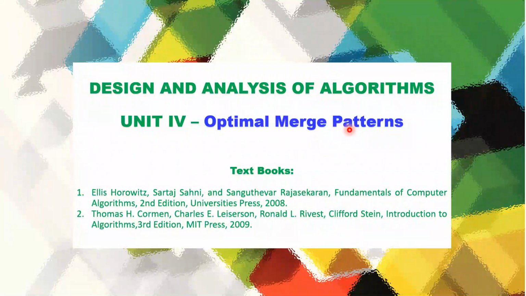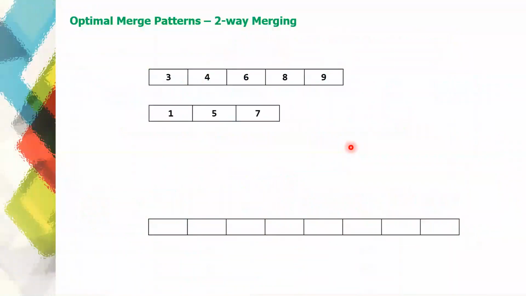So in today's session, I'll present two different types of problems which can be solved by using the greedy approach. The first problem that I'm going to discuss is optimal merge patterns. So you already know what is two-way merging. Two-way merging is the basic step that is used in merge sort.